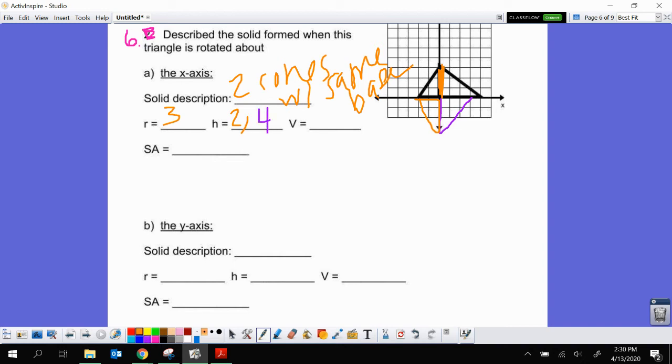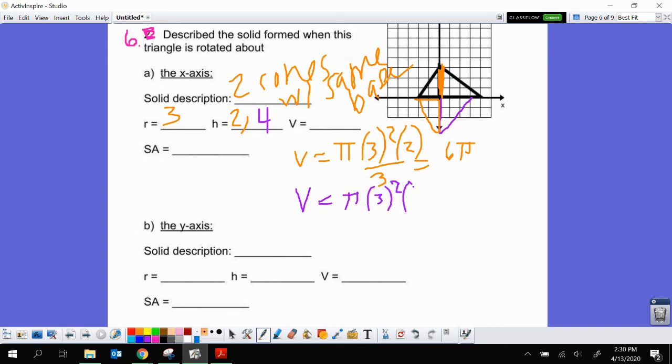Okay, so if we get the volume of the cone on the left, that would be pi times 3 squared times 2 over 3. So that volume would be 6 pi. Then if I get the volume of the cone on the right, that would be pi times 3 squared, but now the height is 4 over 3. 9 times 4 is 36, divided by 3 is 12. And if you add those two together, you get 18 pi.